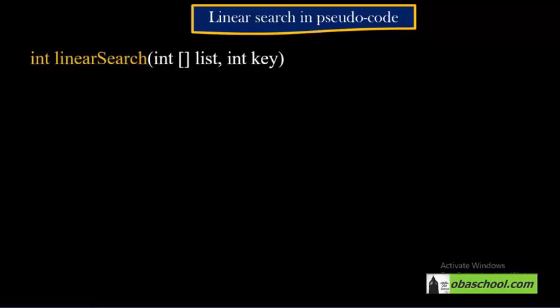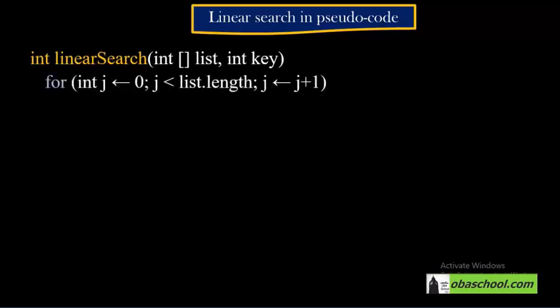Okay, now let's see the linear search in pseudocode. First of all, we have to predefine a function called linear search. And we gave it the data type int, which is integer. That means a whole number. And inside of it, we have the int list, which is the list that we saw previously that has different boxes and numbers. And we have the int key, which is the number that we are searching for.